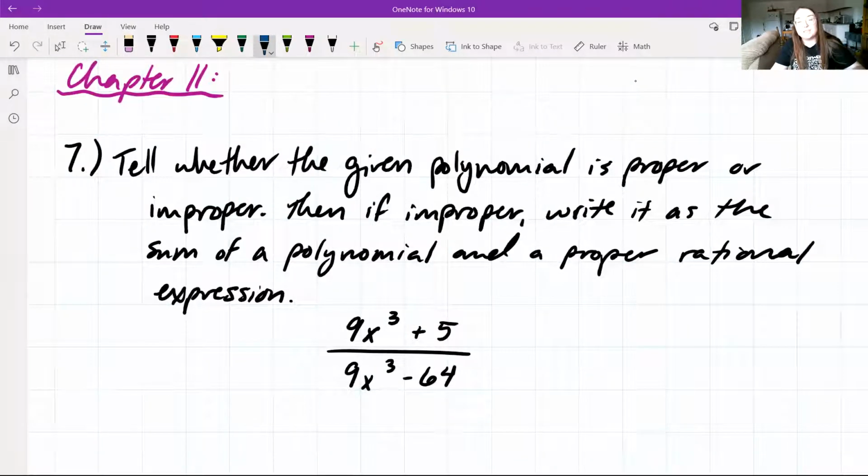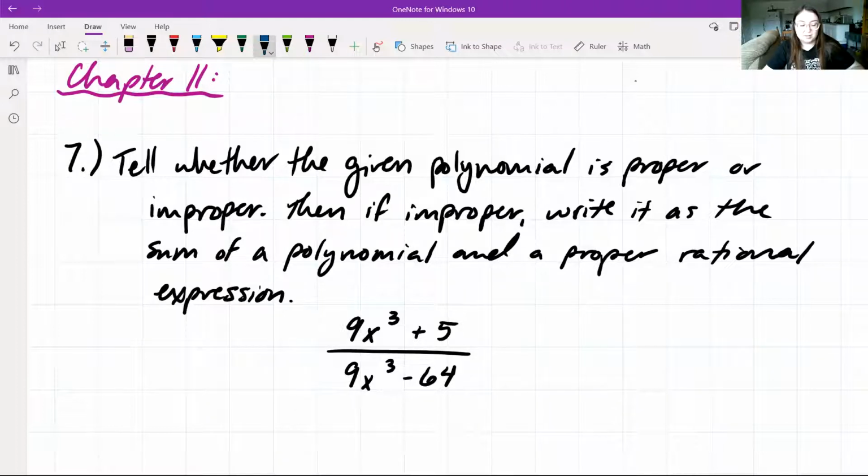So, all right, our last chapter, chapter 11. Remember there are 2 questions, so we'll have questions 7 and 8. Our chapter 11 did rely heavily on partial fraction decomposition because we only took one section from chapter 11, which was on partial fraction decomposition.